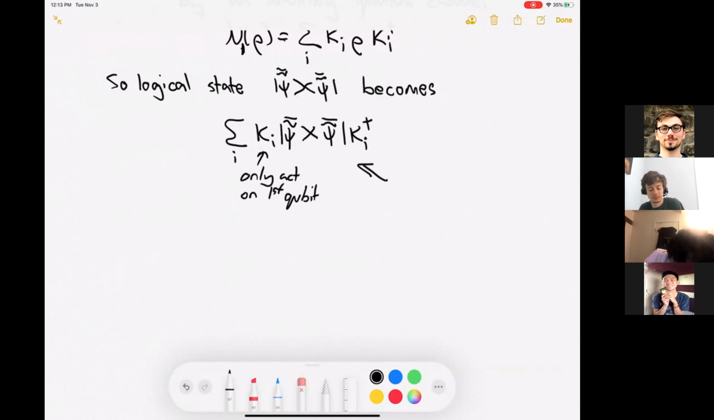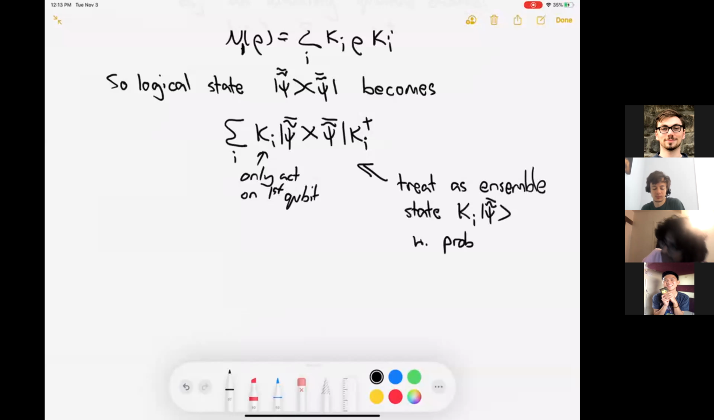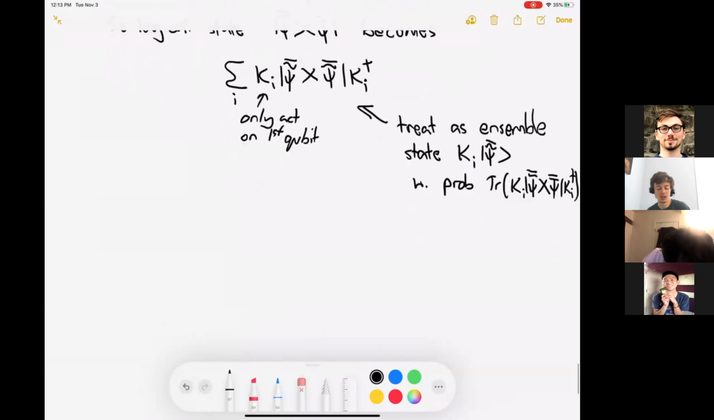We can treat this as an ensemble where the state is ki psi double tilde with probability trace of ki psi double tilde ki dagger. Okay, so we're just going to use this ensemble interpretation and say that with some probability, we now have the state ki psi double tilde.